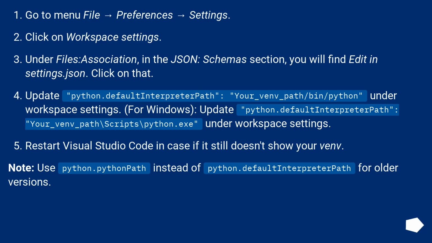For Windows, update python.defaultInterpreterPath: your_venv_path/Scripts/python.exe under workspace settings. Restart Visual Studio Code in case it still doesn't show your venv. Note: use python.pythonPath instead of python.defaultInterpreterPath for older versions.